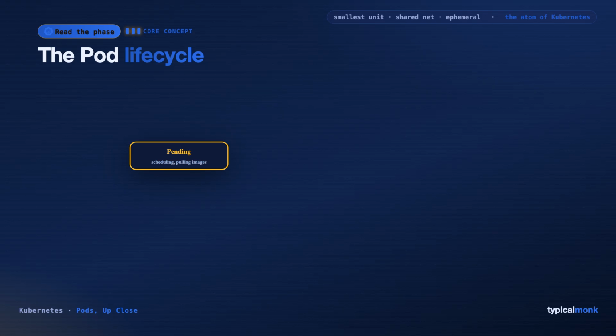Pending is normal and usually brief, but if a pod is stuck in pending, that is a signal. Maybe no node has room, or an image cannot be pulled. The phase is already telling you something.